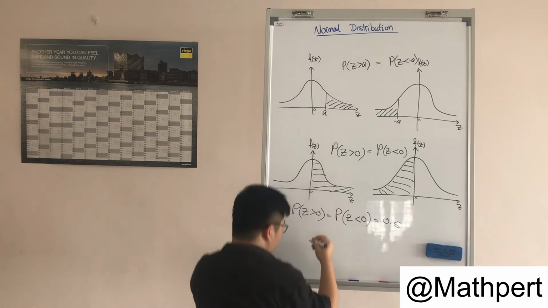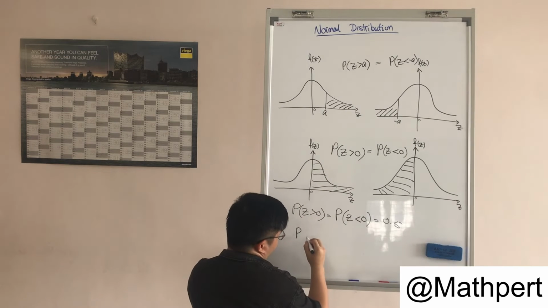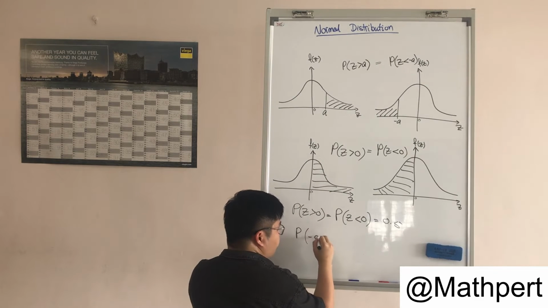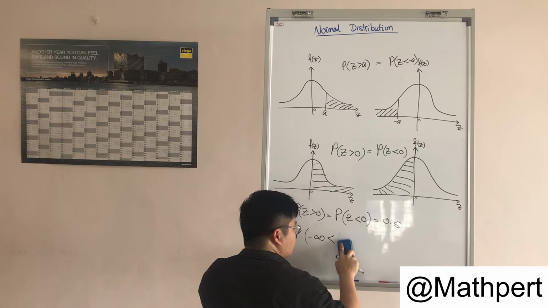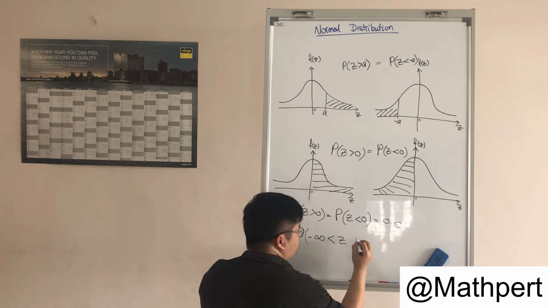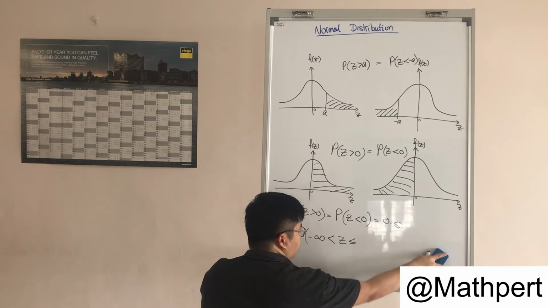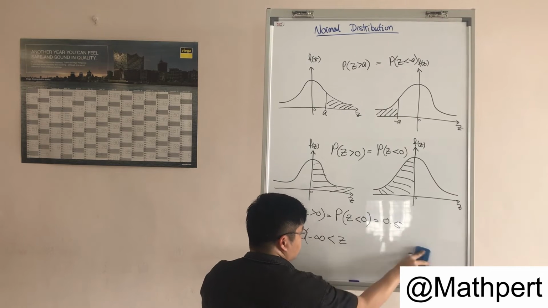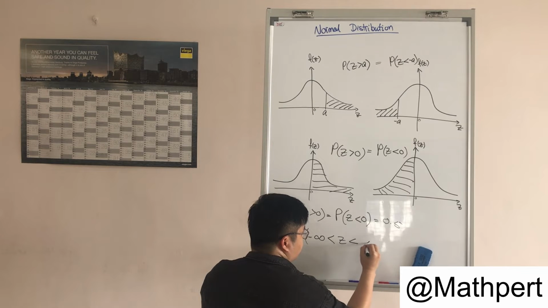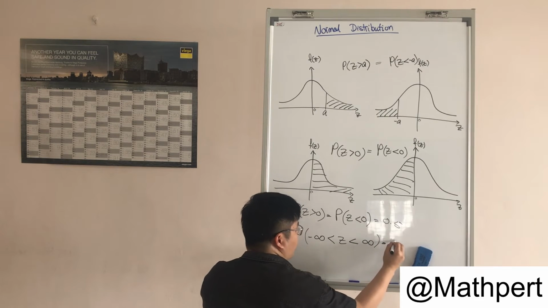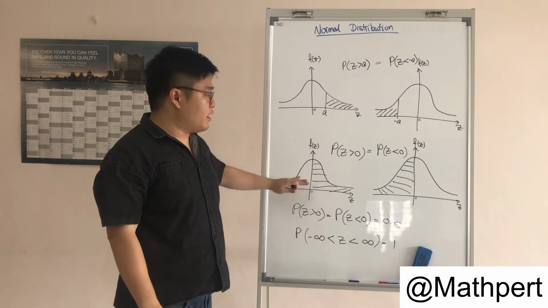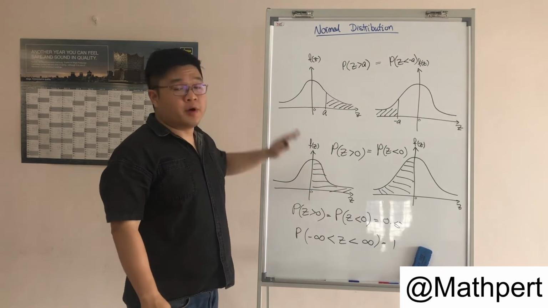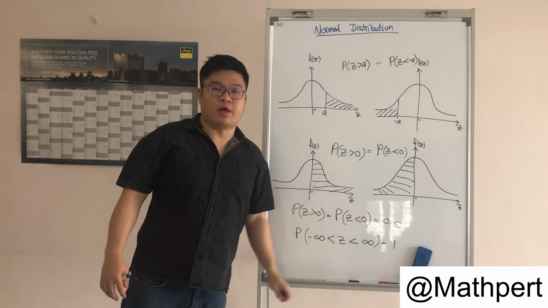Meaning P(negative infinity < Z < infinity) is equal to 1. Meaning the shaded region area of this whole normal distribution is equal to 1.